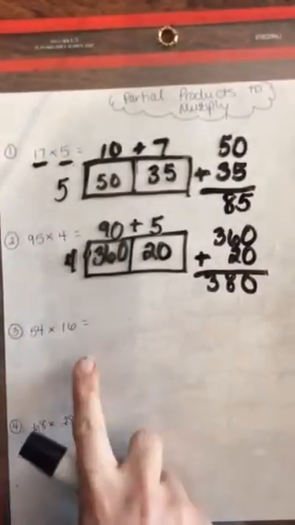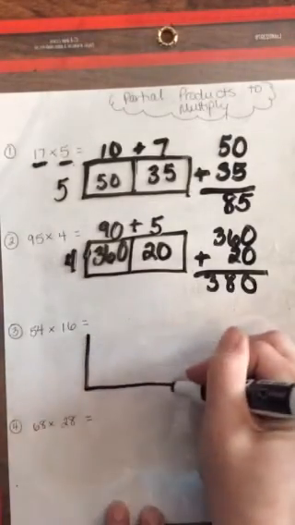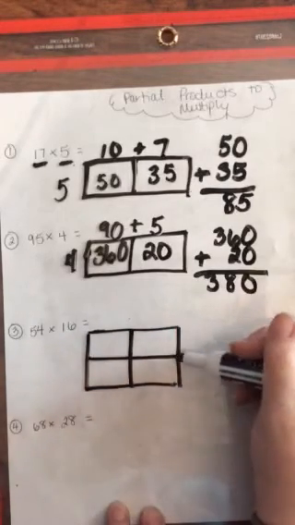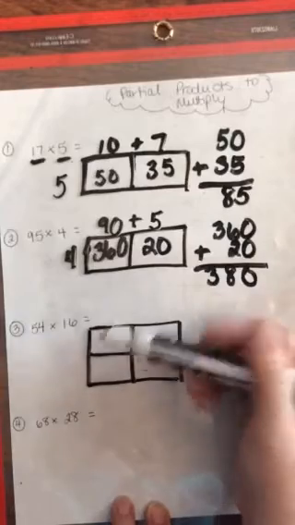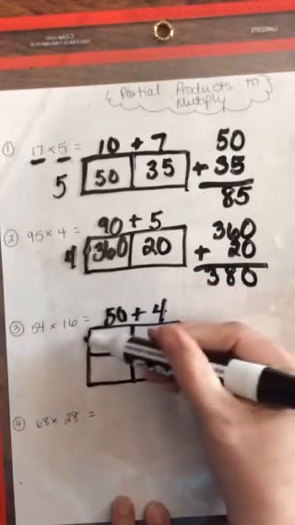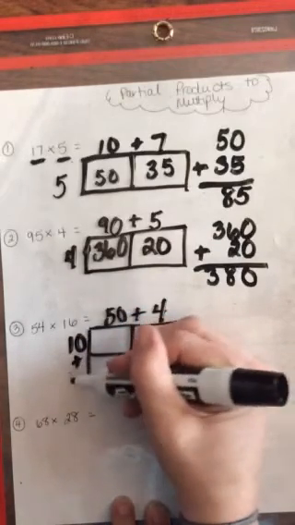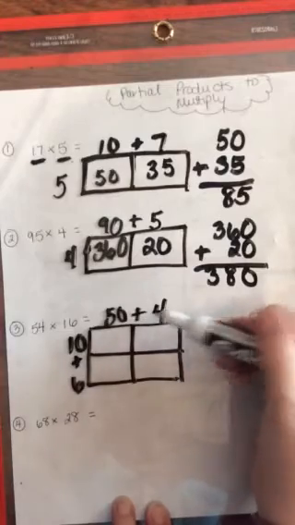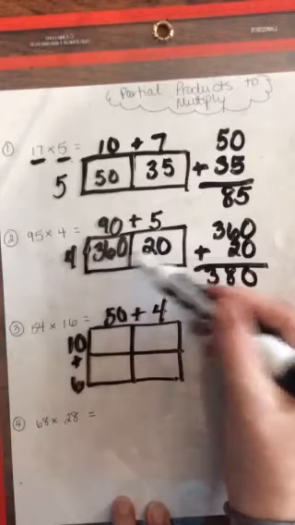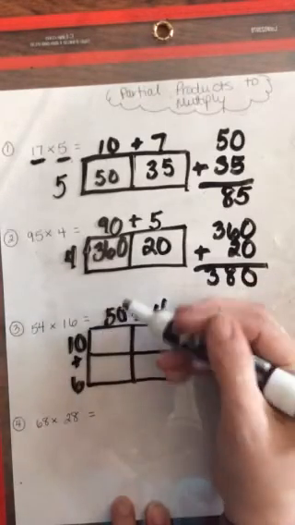Let's say you have a two-digit number times a two-digit number. Can you still use this strategy? And the answer is yes. You can actually use it very efficiently. But this time I have 2 digits on top, so 50 and 4. But this time I need 2 boxes on the left-hand side because now I have 10 and 6. 50 plus 4 makes 54, and 10 plus 6 makes 16. So this time, instead of multiplying and only having 2 boxes filled in, I'm going to have 4. So it's a 2 by 2.